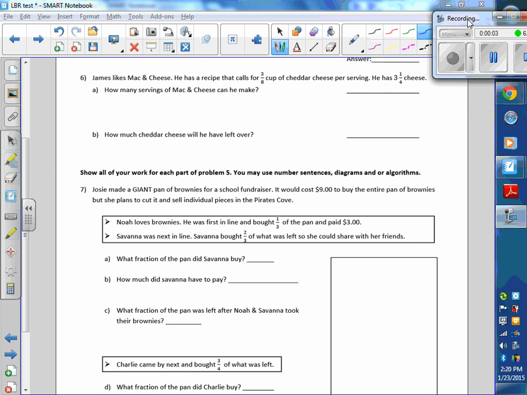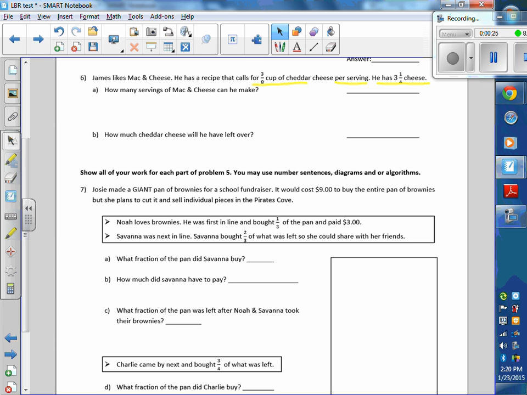And so James has this recipe. He needs 3/8 of a cup of cheddar cheese for every serving, and he has 3 1/4 cups of cheese to start with. Okay, so basically, if you were doing this, you would take out 3/8 of a cup of cheese and see how many servings you could make.